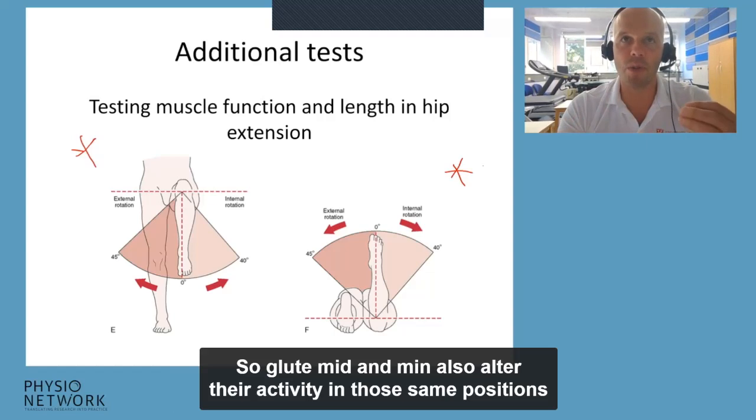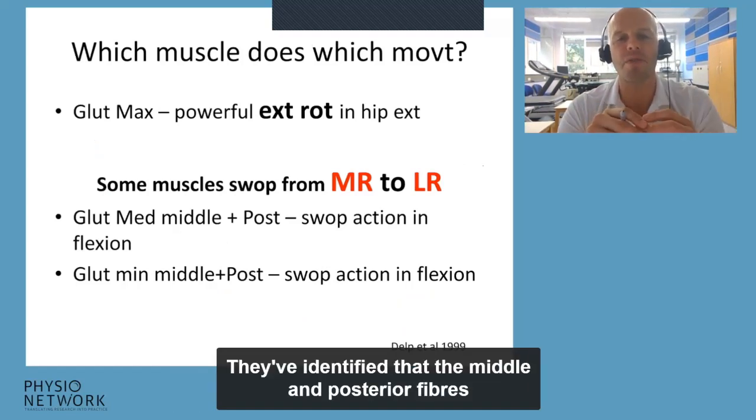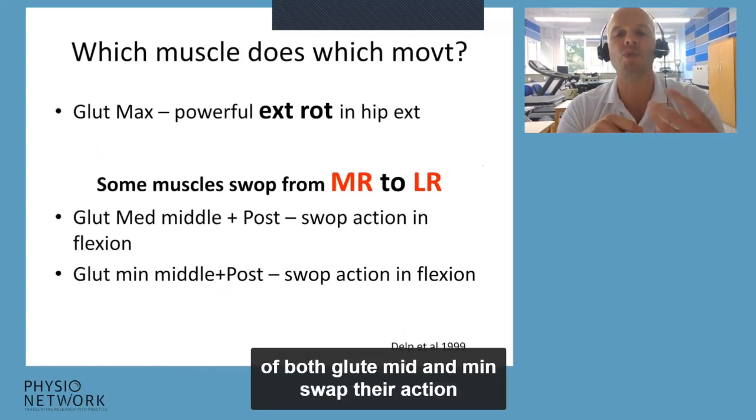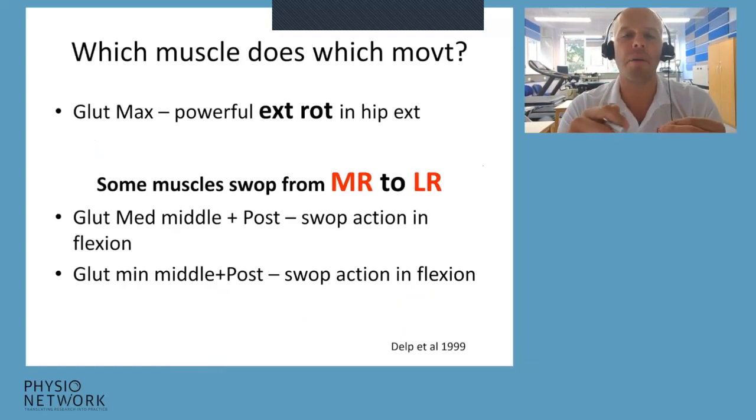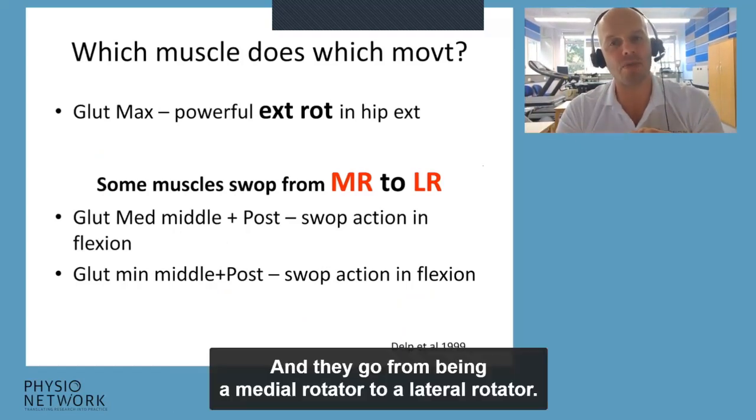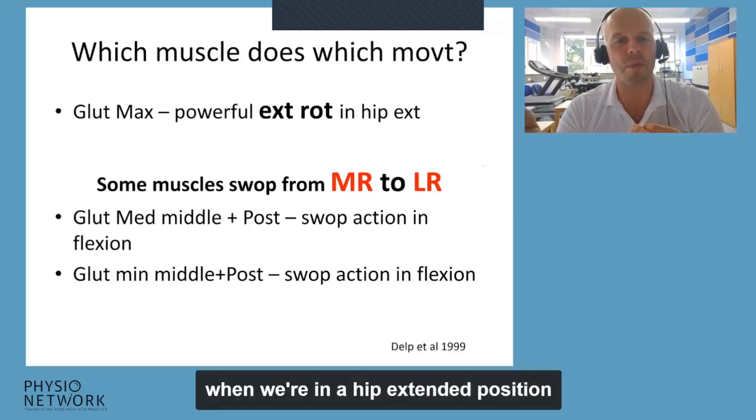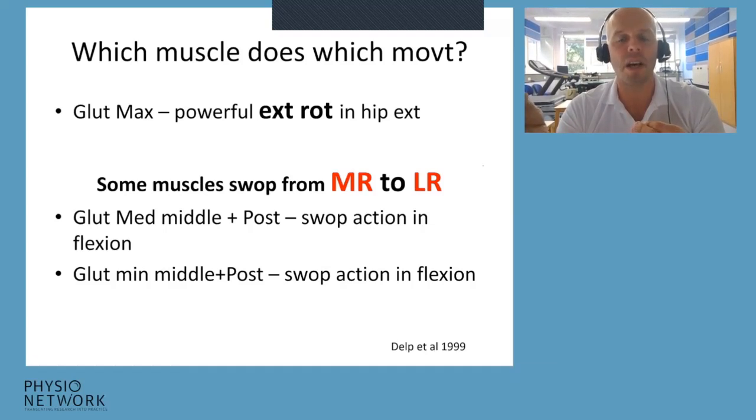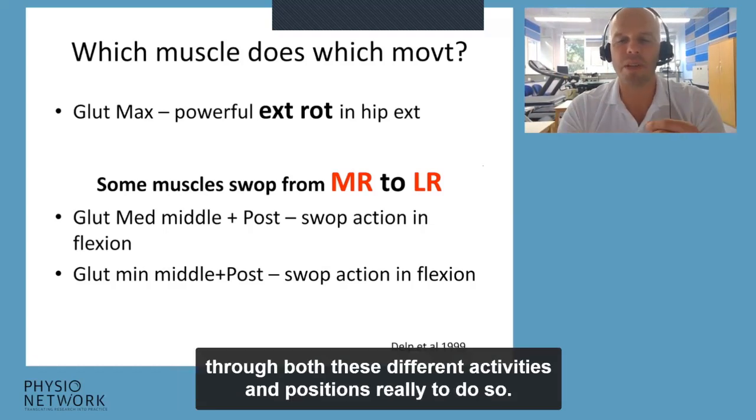So glute med and min also alter their activity in those same positions, and this work comes from Delp and a variety of other people who've identified that the middle and posterior fibers of both glute med and min swap their action from flexed to extended positions, and they go from being a medial rotator to a lateral rotator. Now, this tells us we should be looking at lateral rotation strength when we're in a hip extended position, and ensuring that we try and test patients through both these different activities and positions really to do so.